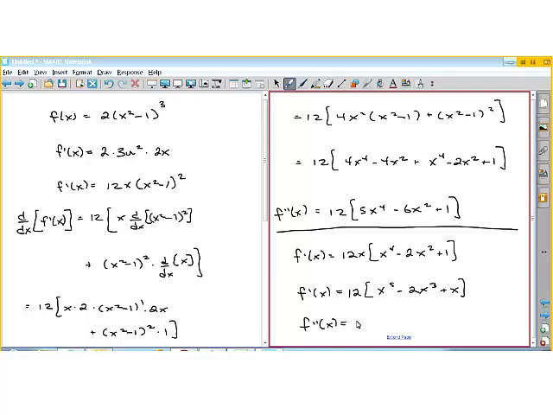So f double prime of x is 12 times the derivative of x to the 5th, which is 5x to the 4th, minus 2 times x cubed. Take the derivative of that would be 3x squared. 3 times 2 is 6, so you get negative 6x squared. Derivative of x is 1. And you see we get the same answer. So I guess that's it.